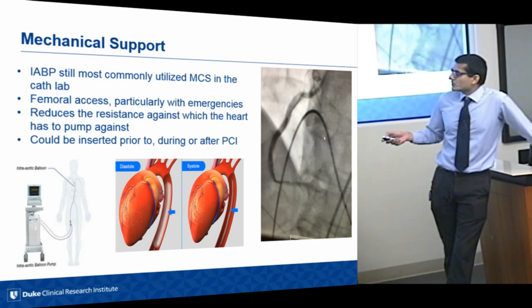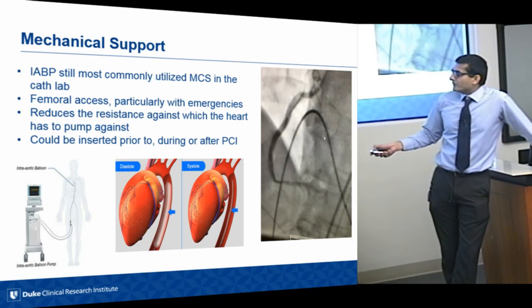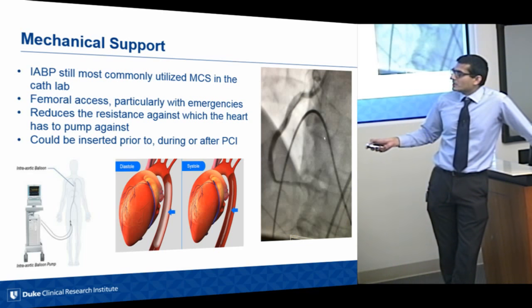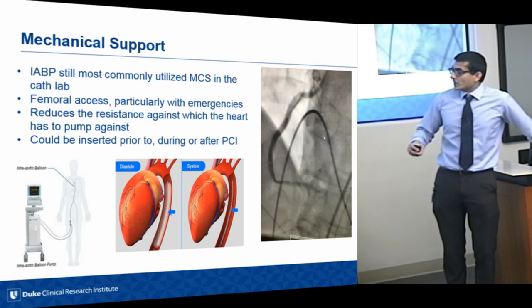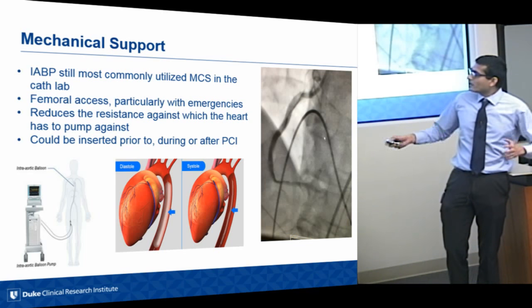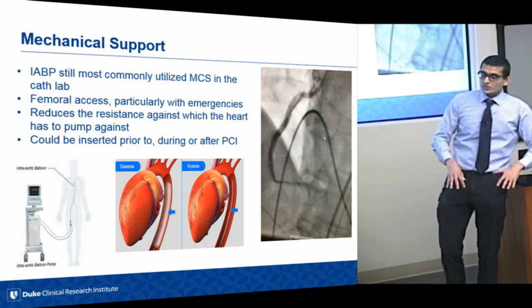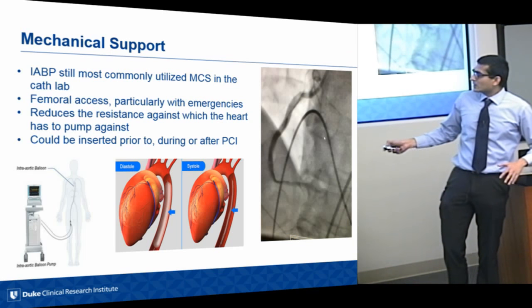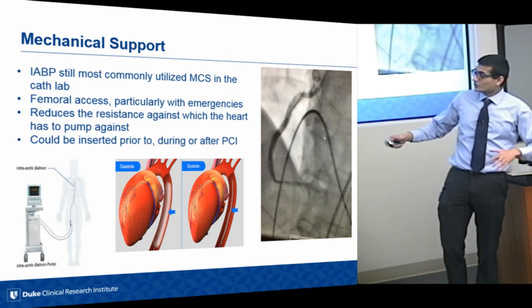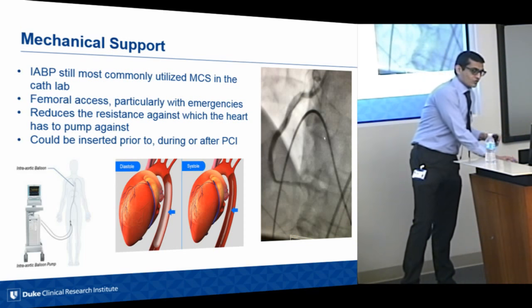Essentially what it does is it reduces the resistance against which the heart has to pump. It's connected to a console, and essentially a fiber optic cable up here is able to detect when the heart is in diastole. So when the heart relaxes, the balloon inflates, essentially creates this column of blood, which is able to push blood into the coronary. And then when the balloon suddenly deflates, it's like creating a vacuum and suddenly reduces the pressure in the aorta, and the heart essentially has to pump against less pressure during systole. And so it essentially inflates and deflates during systole and diastole.